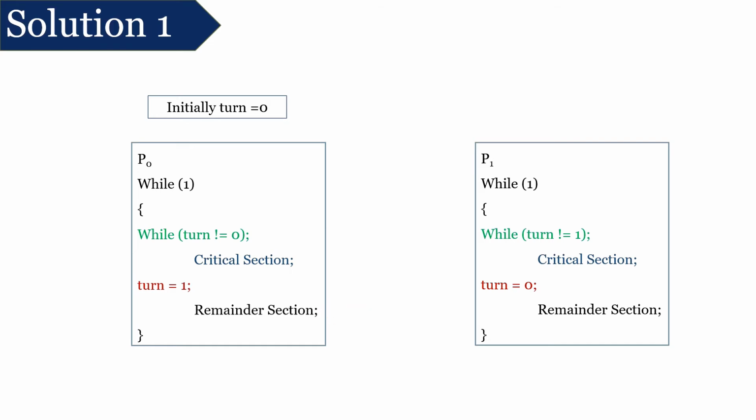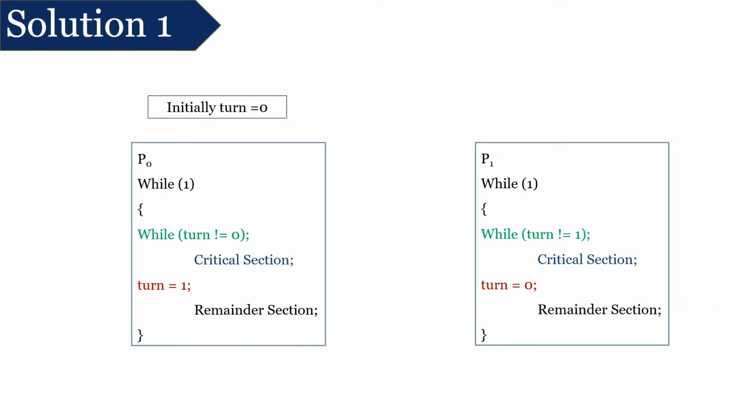Similarly, P1 checks for while 1 and enters the while loop and checks for the condition while turn not equal to 1, which turns out to be false. So P1 exits the while loop and enters its critical section, and on return it makes turn equal to 0. It executes its remainder section and exits.